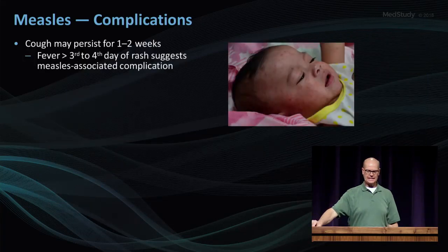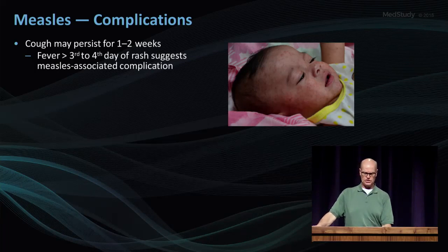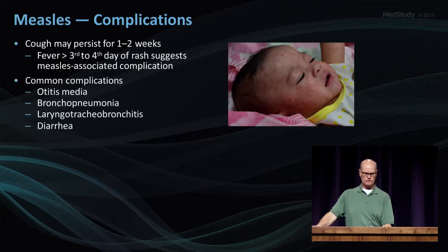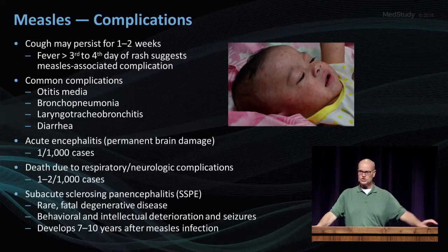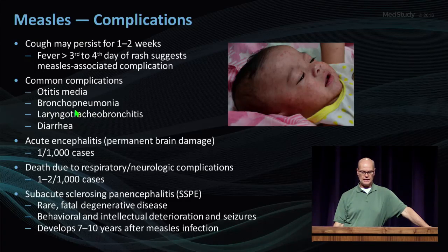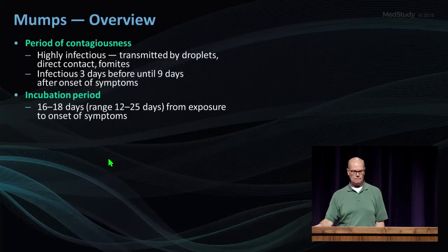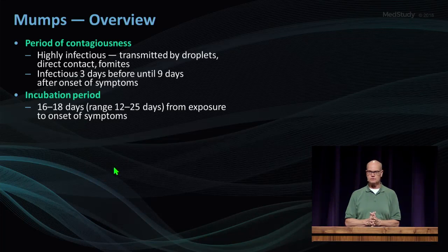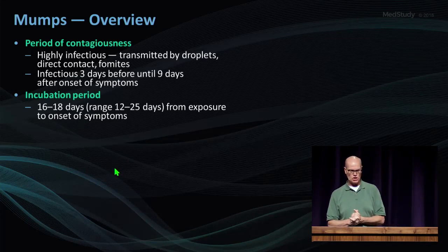All right, what are the complications? Certainly, if the cough persists or the fever persists, that's of concern. Common complications are here, and the more serious complications are here. I think the ones that you'll probably most likely be asked about are the respiratory complications of bronchial pneumonia and laryngotracheobronchitis. What about mumps? Lots of mumps in the newspaper over the last year or so.